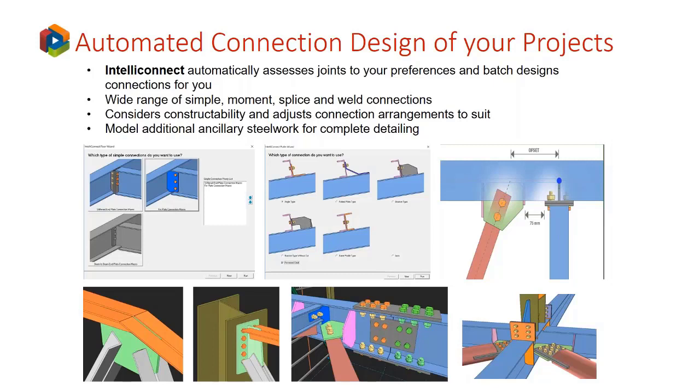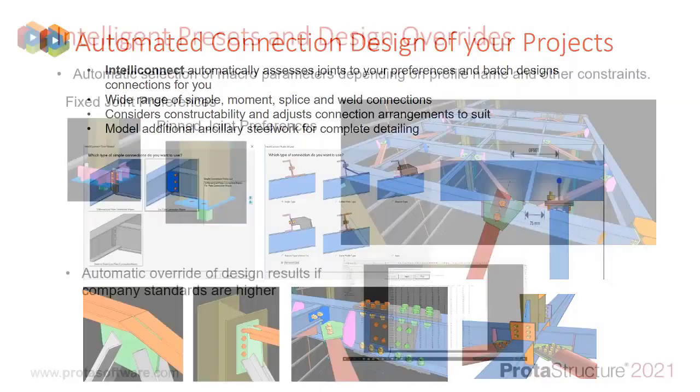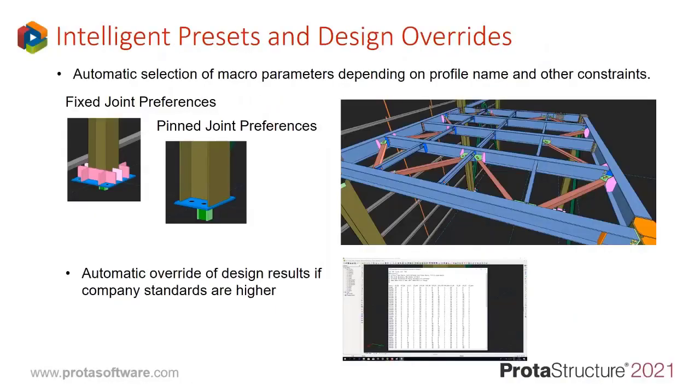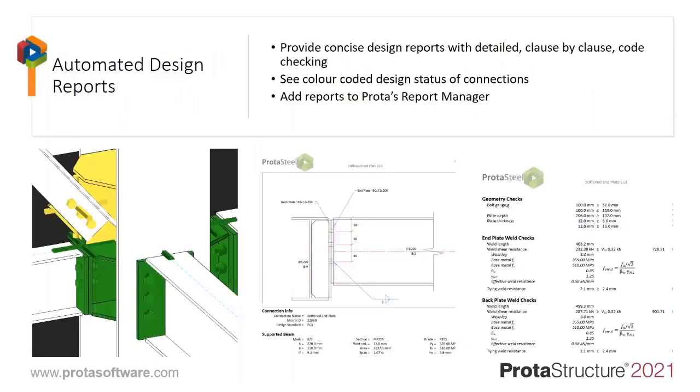That's Intelliconnect for you. It can model additional ancillary steelworks with the complete detailing. It's got intelligent presets, so your company standards are in there. Once you have given the program your time and you've inputted your company standards, it will know what your company wants, and you will not be redoing those things again and again. It will automatically override the design results if your company standards are higher, for example.